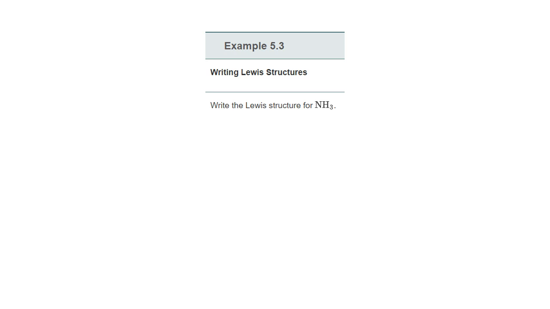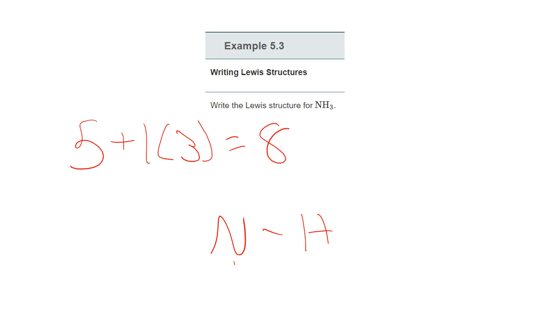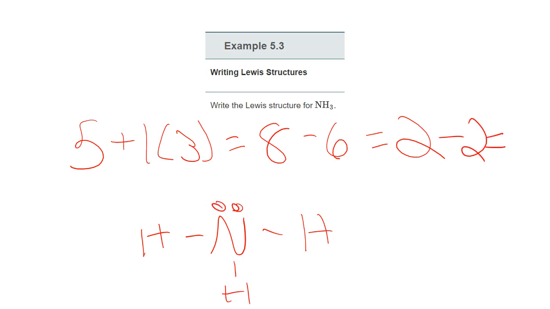So now NH3. Nitrogen is 5, hydrogen is 1 times 3, that's 8. Bond outside atoms using 2 electrons. 8 minus 6 is 2. Try to make outside atoms happy first. They're happy, so make center atom happy. Minus 2, 0. Fulfills octet rule, everything's happy.